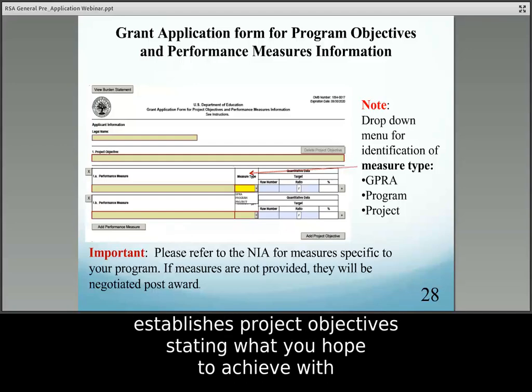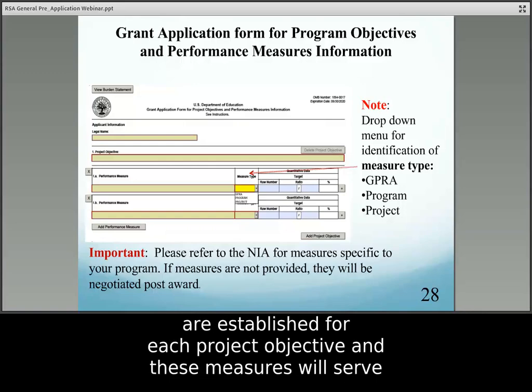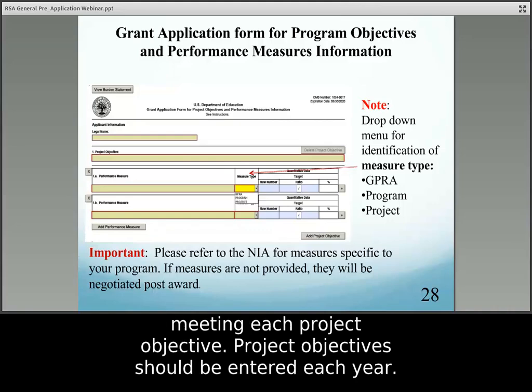Your grant application establishes project objectives, stating what you hope to achieve with your funded project. Generally, one or more performance measures are established for each project objective, and these measures will serve to demonstrate whether you have met or are making progress towards meeting each project objective.